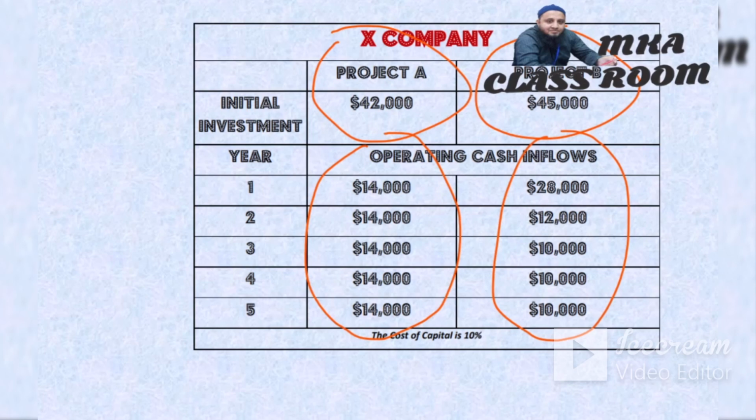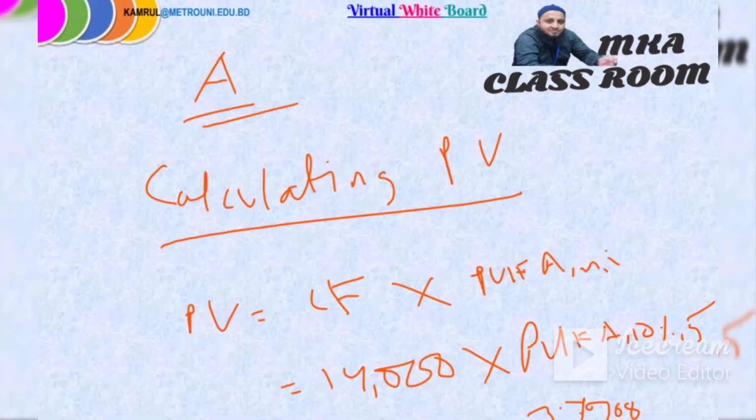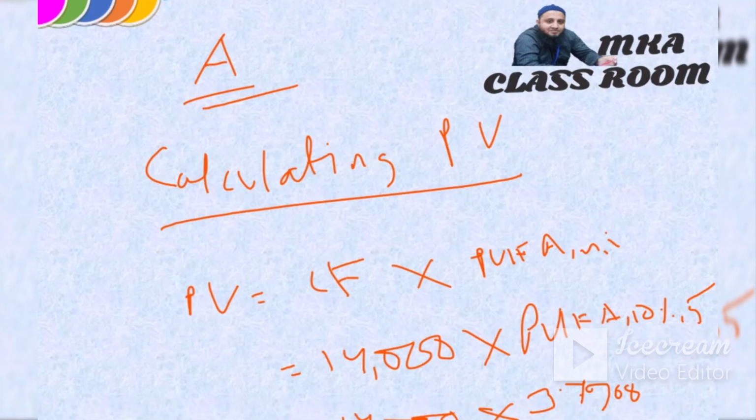So here are the systems we use, in tabular format. Project A, calculation of present value: PV equals cash flow times PVIFA. Project A is the annuity project, that's why we use the present value of annuity formula. If you do not know how we calculate this value, you can see the videos on my channel.